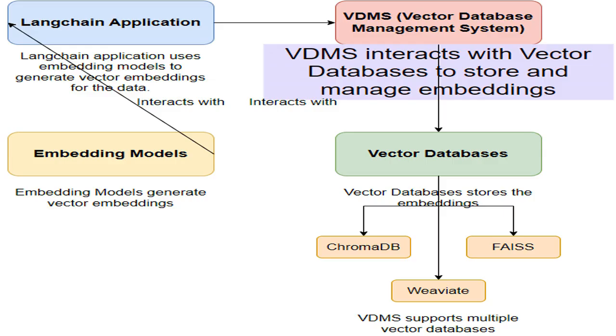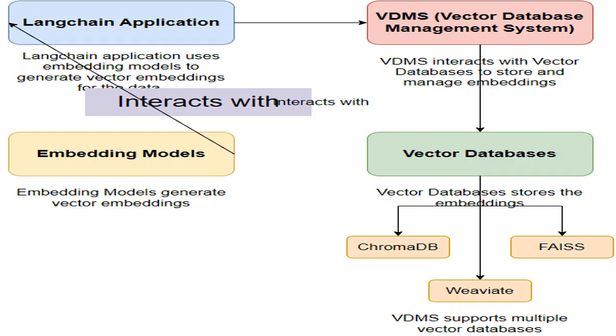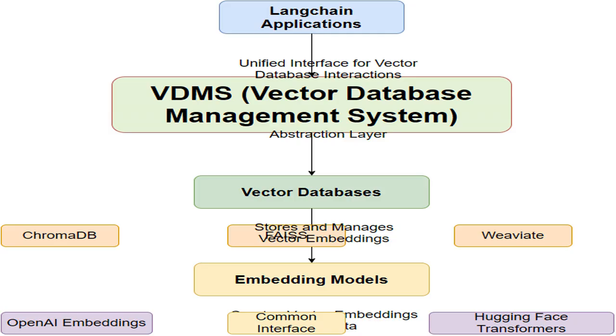VDMS provides functionalities for storing, retrieving, and managing vector embeddings within vector databases. This includes creating indexes, querying for similar vectors, and ensuring efficient data access. It's like the librarian of the vector database world. This describes the interactions between the different components. These interactions can involve reading, writing, and managing data. It shows how everything is connected and works together.